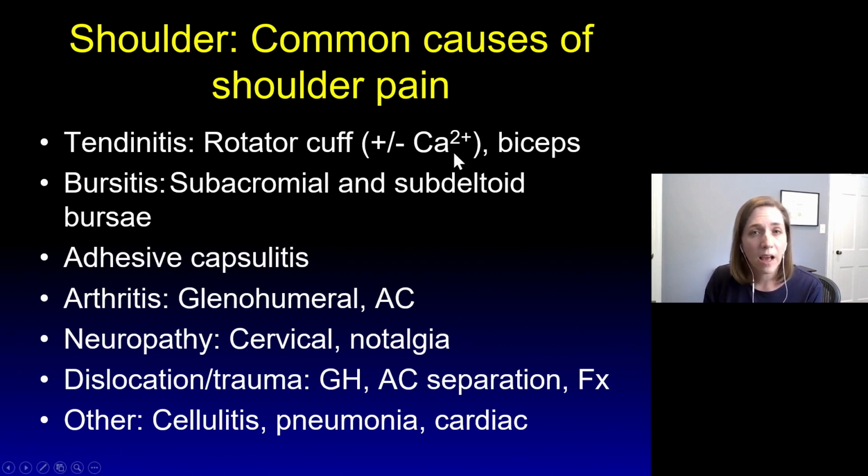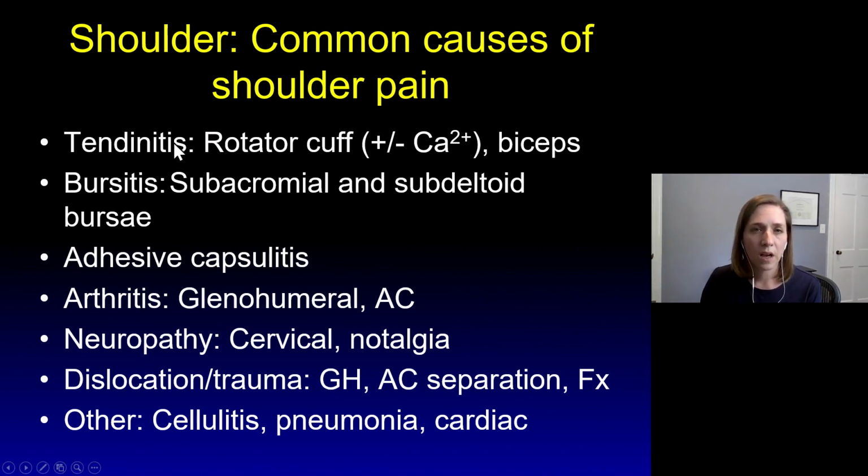You can also get calcifications that form within the rotator cuff tendons and cause a calcific tendonitis. This actually tends to be very painful. And on an X-ray image, you may see a little fleck of calcium right where that tendon insertion site is. There's also bicipital tendonitis, which tends to cause pain more in the front part of the shoulder, okay?